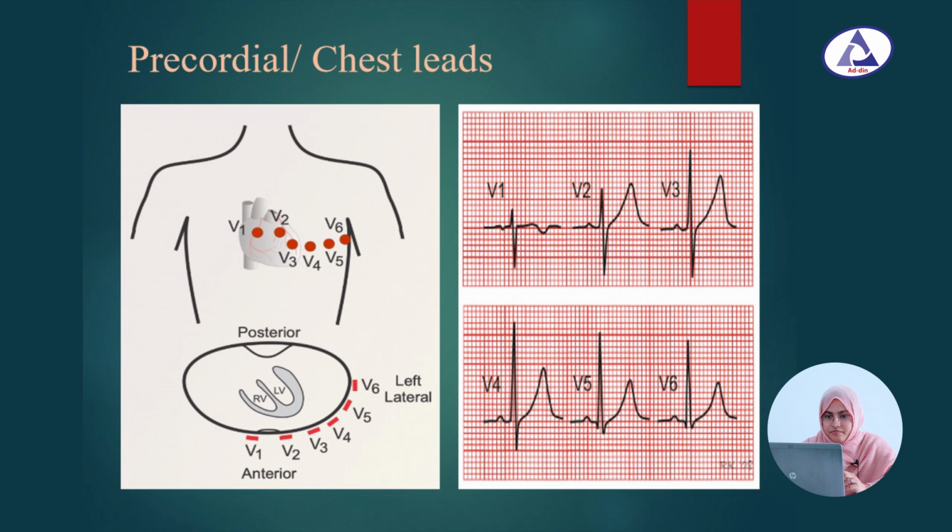leads. Now, in summary, we can say that the electrical activity that occurs in the anterior portion of the heart can be recorded via leads V1, V2, V3 and V4. Electrical activity in the left lateral portion can be recorded via lead 1, AVL, V5 and V6, and leads 2, 3 and AVF record electrical activity in the inferior portion of the heart, and AVR records electrical activity that occurs in the right portion of the heart.